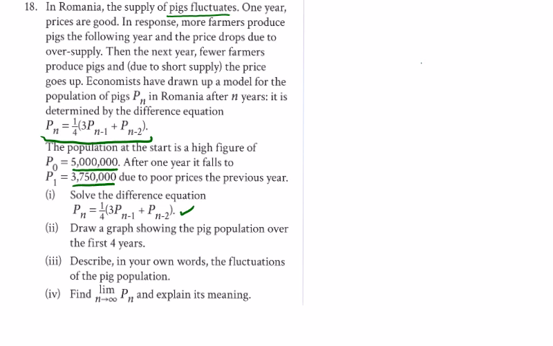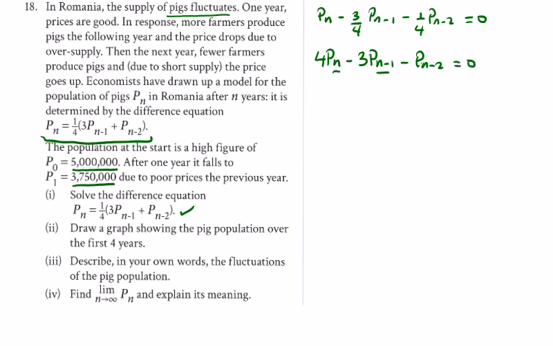So if I multiply and bring across, I'll get PN minus 3/4 PN-1 minus 1/4 of PN-2, and that will be equal to 0. Multiply by 4, we get 4PN minus 3PN-1 minus PN-2. We have consecutive terms here, so 4x squared minus 3x minus 1 equals 0.